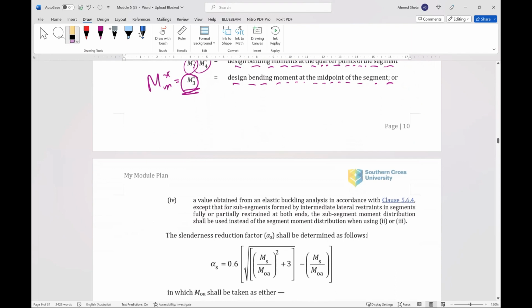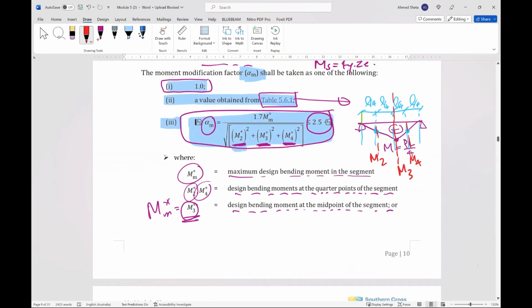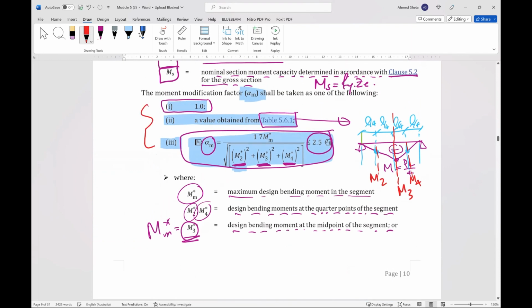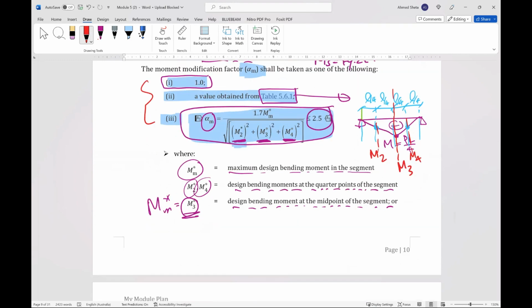Or the final method to find alpha M is a value obtained from elastic buckling analysis with clause 5.6.4, except for the subsegment formed by intermediate lateral restraint. So we can ignore this for now. So we can focus on these three. Okay. So these are the values of alpha M.